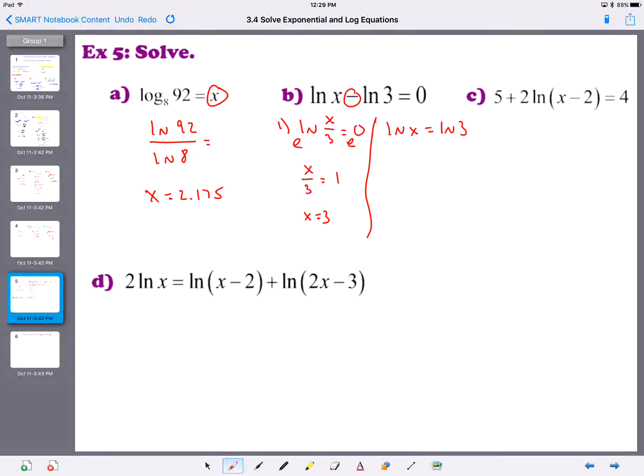And now you have natural log equal to a natural log. So to show you the math, the inverse, if you take e and raise it to both sides, you're left with x equals 3. So either way will work for something like that.